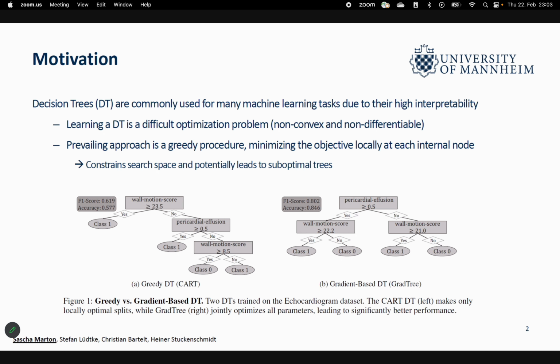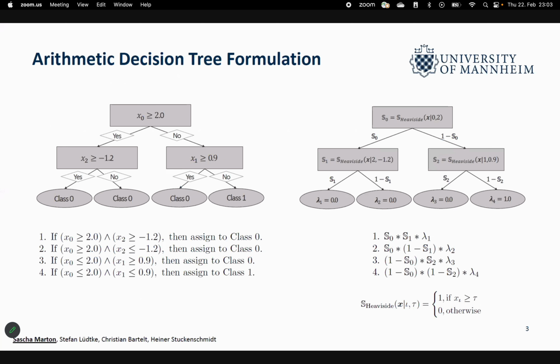Now you might be wondering: I previously said that decision trees are non-differentiable, and now I'm talking about learning them with gradient descent. That's essentially what the rest of the talk is about. First of all, we need an arithmetic decision tree formulation. Usually a decision tree looks as you can see right here on the left, and essentially is a concatenation of rules as you see below.